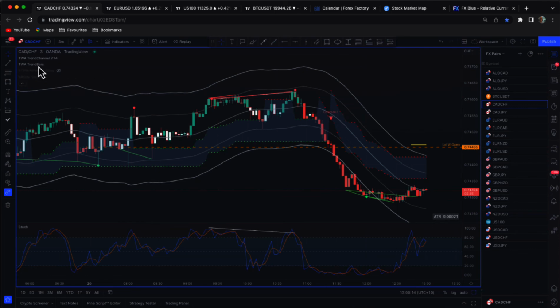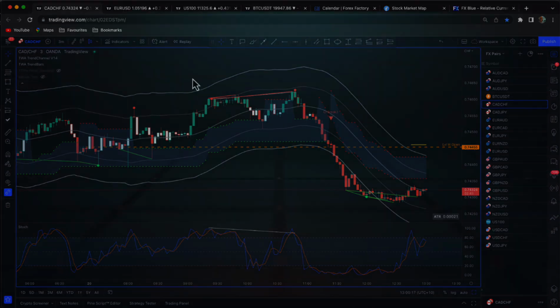That's a quick wrap on the divergence feature that we have in the trend bars indicator.